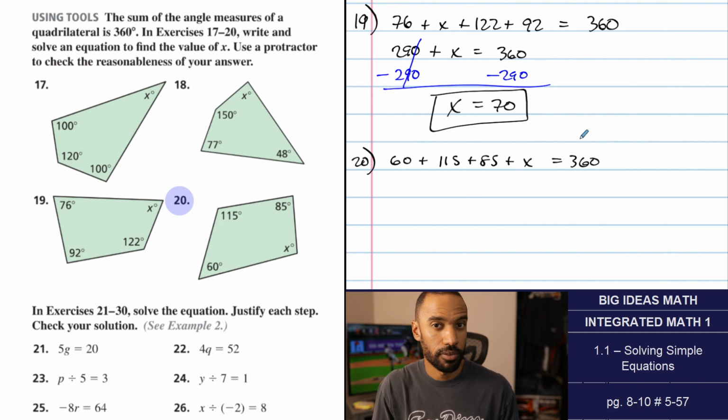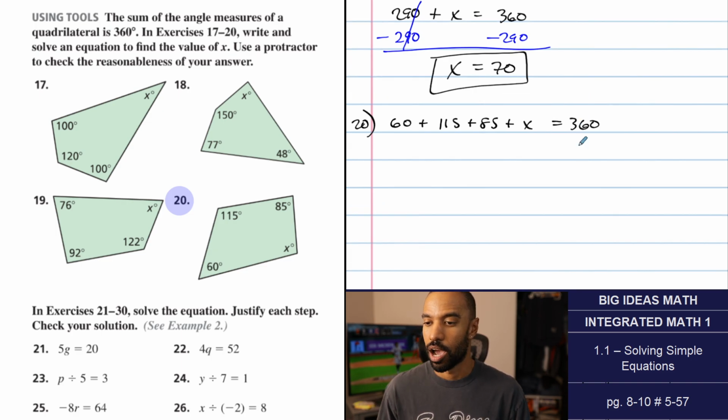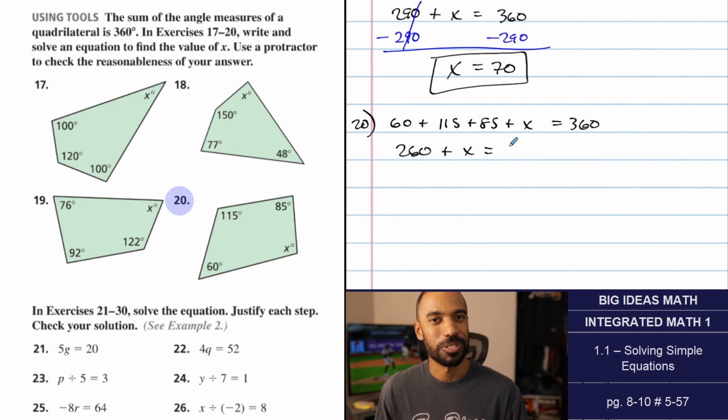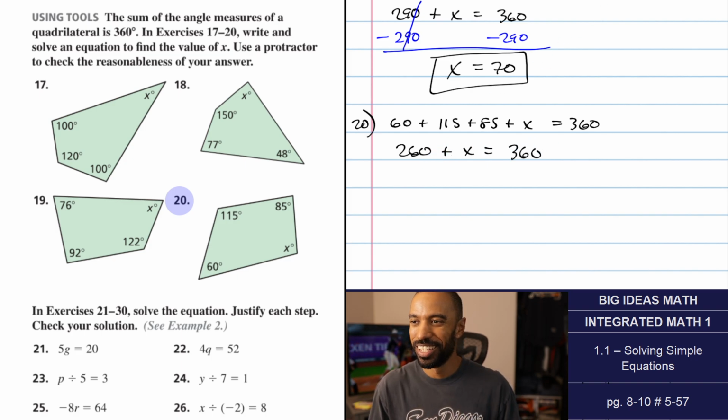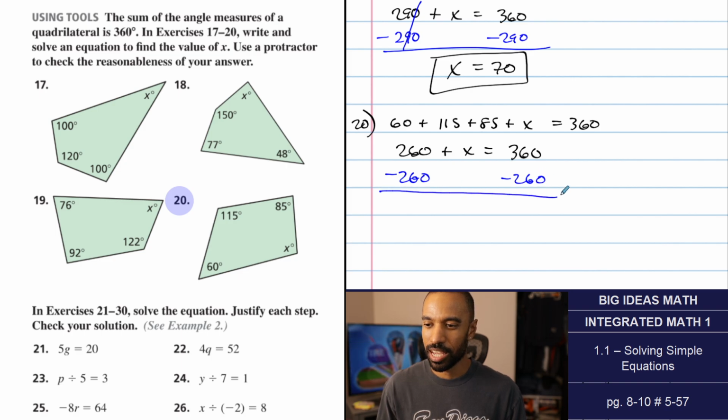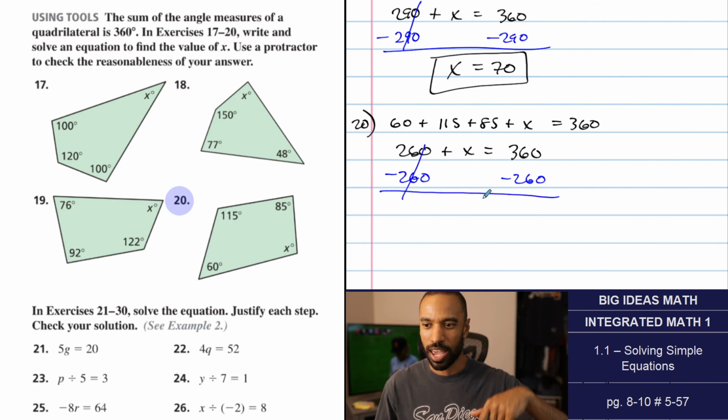If it's 100, you have to give me $100. All right. 115 plus 85 looks like the easier thing I want to add together first because I believe that's 200 degrees. Plus 60 is 260. 260 plus x equals 360. Who owes me a little money? A little goodish. 260, subtract it. It looks like 100. These are drawn to scale.